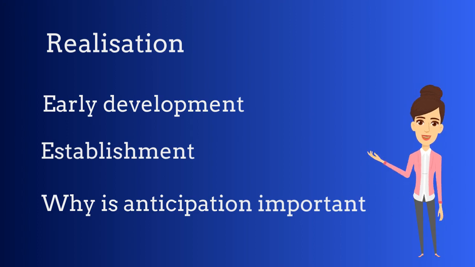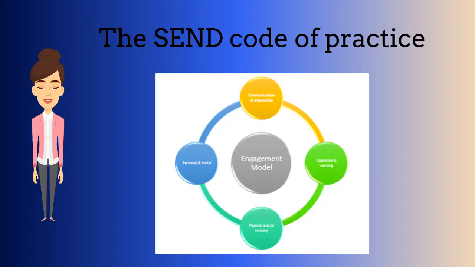Realisation becomes more established when the pupil uses the newly developed skills or knowledge in new ways and in different contexts or environments. This is important as it can keep the pupil excited in their learning and prevents an activity from becoming a routine. The 5 areas of the engagement model feed into the 4 areas of need.